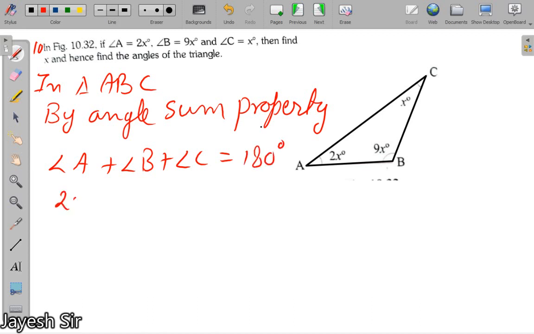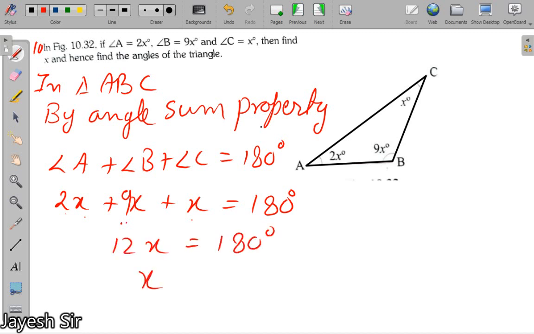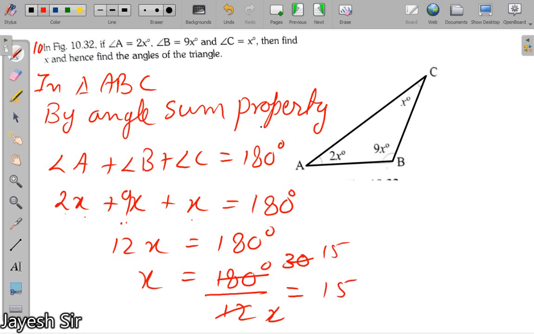Now value of angle A is 2x, value of angle B is 9x, and value of angle C is x. All will be equal to 180 degree. Now 2x plus 9x is 11x, 11x plus 1x is 12x, equal to 180 degree. In order to determine the value of x, we will have 180 degree upon 12, that is 6 2s are 12, 6 3s are 18, 30 and 15. So this is 15 degree. Value of x is 15.